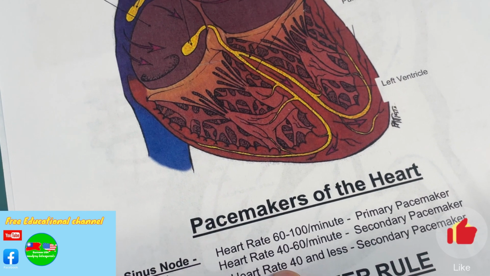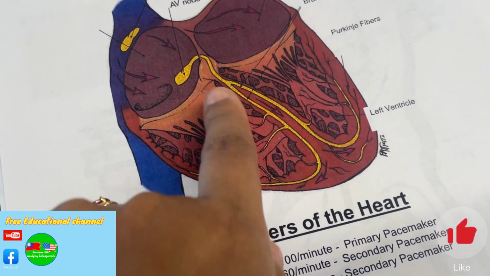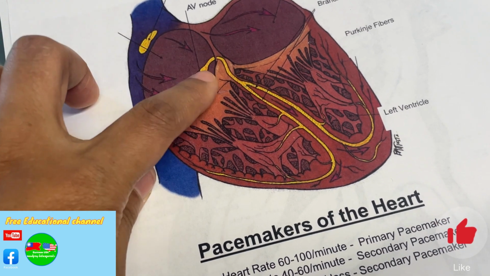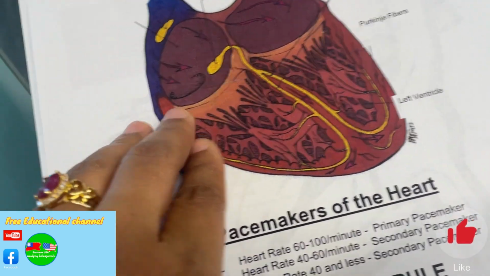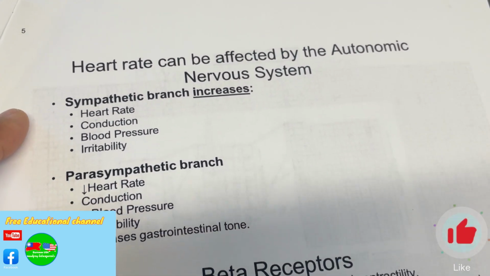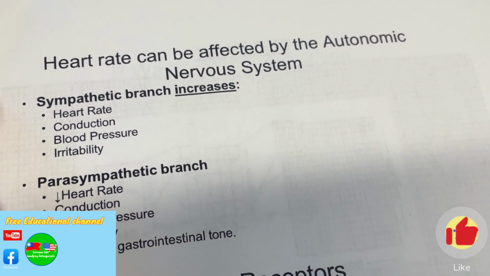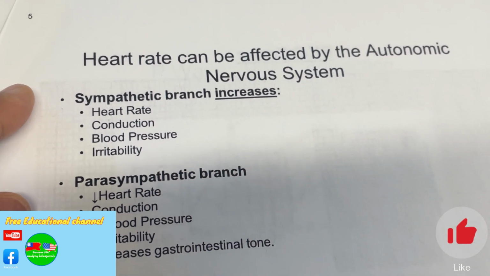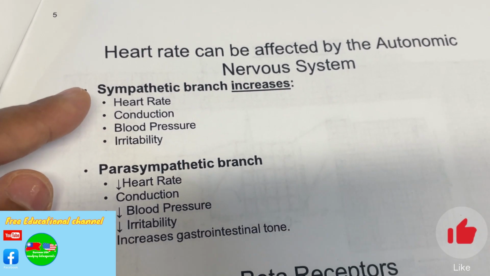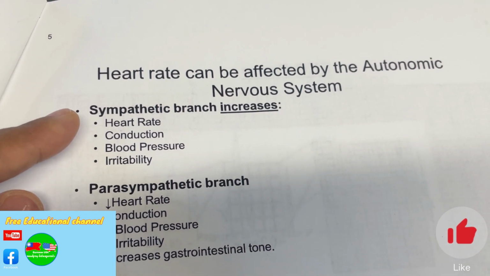Purkinje fibers have 40 beats per minute or even less, okay? So here 60 to 100, 40 to 60, 40 or less. And heart rate can be affected by the autonomic nervous system. That means our nervous system can make our heart rate go wild, and it can make your heart rate lower or faster.